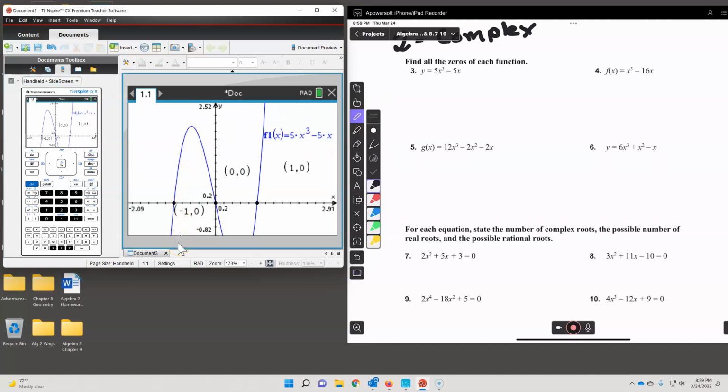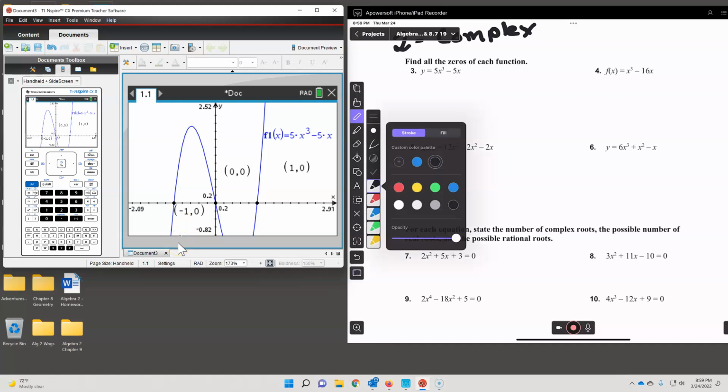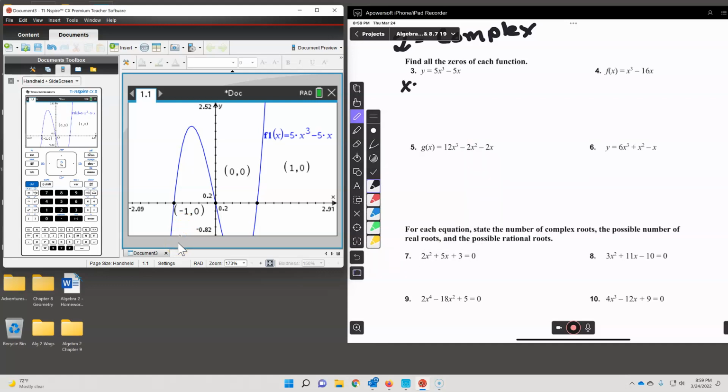And so what you're going to do on your graph here, you're going to say x equals -1, x equals 0, and x equals 1. So there were no imaginary numbers. Like you saw, we did number 3. We had 3 real zeros. Now you're going to have to do that for number 4.